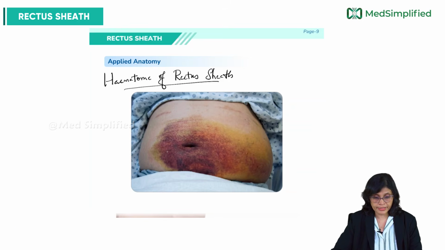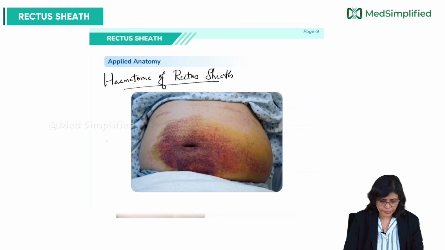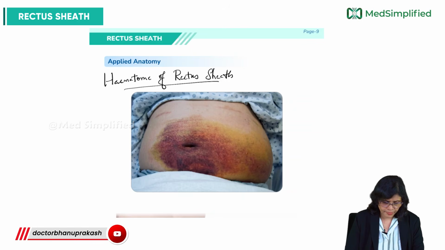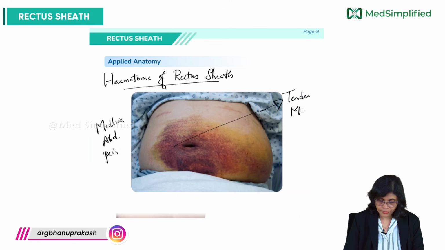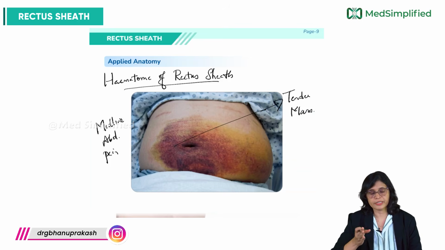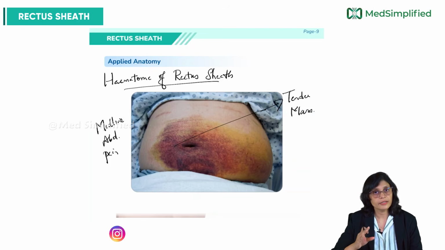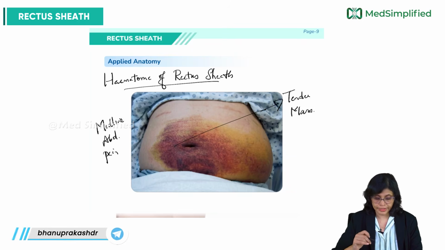So usually it will present as a midline abdominal pain, and a tender mass. We can see a tender mass is felt to one side, confined to one of the rectus sheaths. So that is hematoma of rectus sheath.